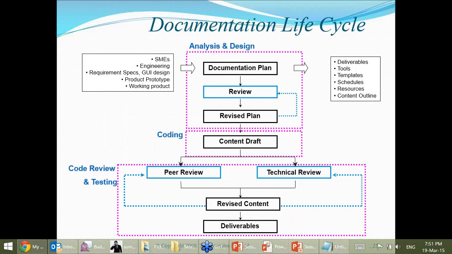Now the documentation life cycle for any product begins with what we call a documentation plan. And what is a documentation plan? A documentation plan tries to identify all the things that you can see here on the right side of the slide. So in the documentation plan, I try to identify the deliverables. For example, I may say that I'm going to create a user guide. I'm going to create a help file. I may say that I'm going to use Word for developing the user guide. I'm going to use Adobe RoboHelp for developing the help file.